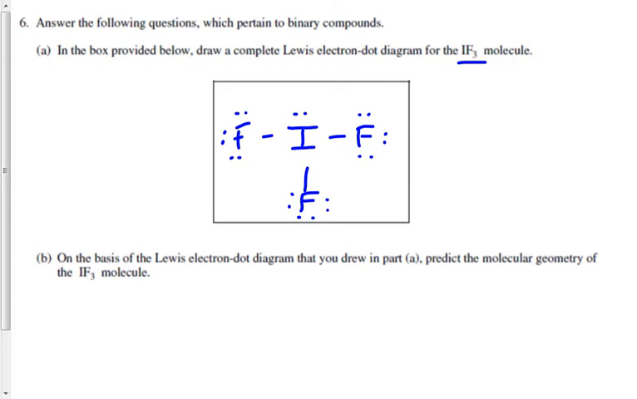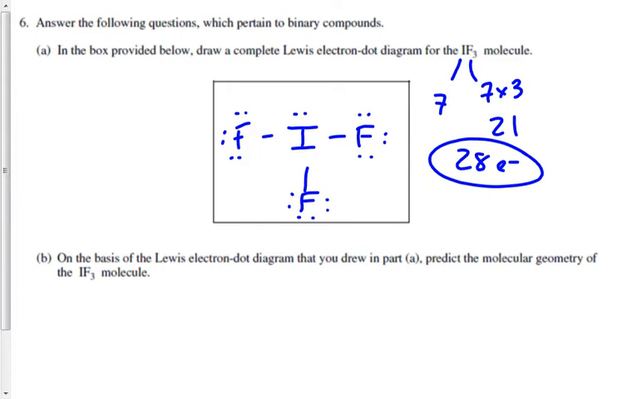And then what you need, and a lot of you will bypass this, you need to add these up. This is 7 times 3, right? Because the second last column is 7 valence electrons. So I got 21 here, and I got another 7, right? I should have 28 electrons. That's really important. How many do I have right now? I have 26. So I need to add it in the middle.